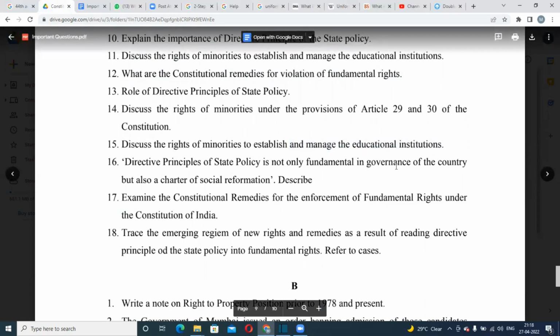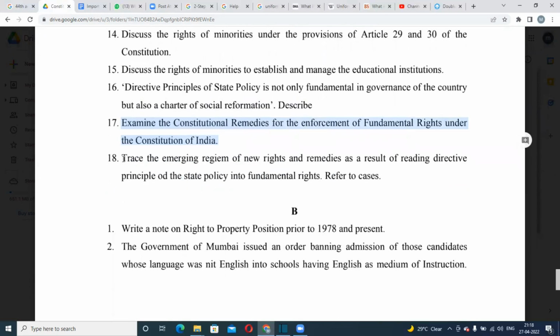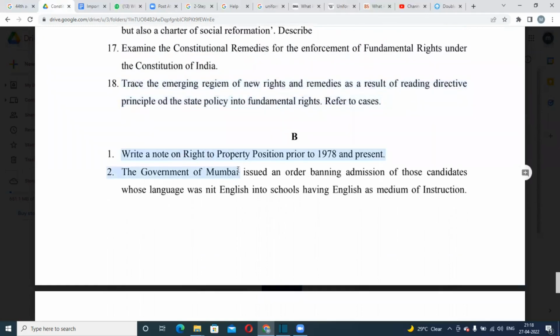DPSP is not only fundamental in governance of the country, but also a character of social reformation. Examine the constitutional remedies for enforcement of fundamental rights under Constitution of India. Trace the emerging regime of new rights and remedies as a result of reading directive principles and of state policy into fundamental rights. Write a short note on right to property prior to 1978 and present.